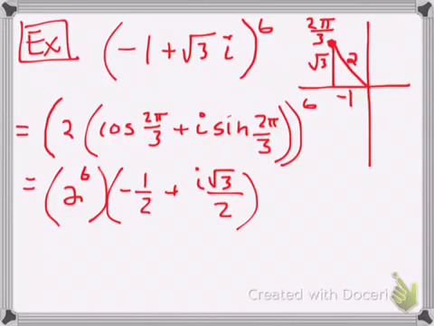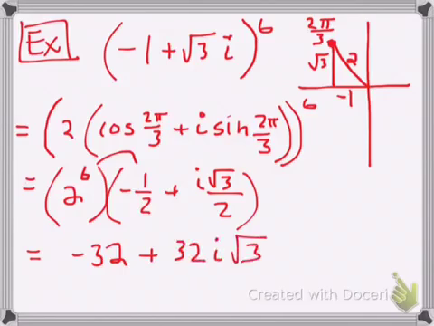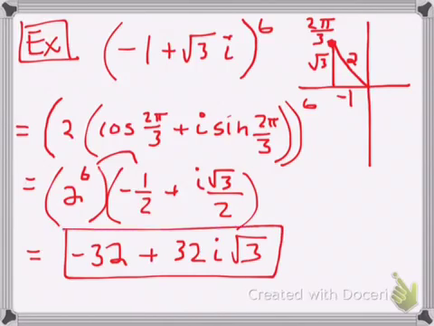What is 2 to the 6th? 64, isn't it? Yes. 64 times -1/2 is -32. And that's going to be plus 32i times the square root of 3, because the 2 will cancel with the 64 and leave us with 32.